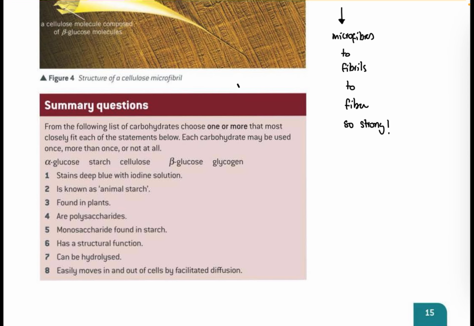Can be hydrolyzed, that would be glycogen, starch, and cellulose. Hydrolyzed is basically a fancy word for broken down, but you do have to use the word hydrolyzed or else you're not going to get the marks.